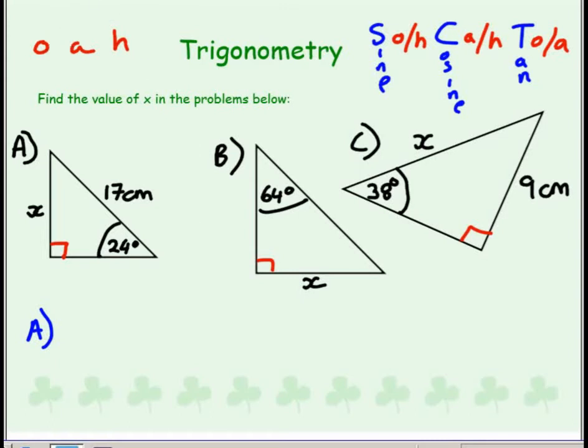Now, what is the side? Is the side opposite the angle? Does it have a letter or a number? It does. So I'm going to label that one O, O for opposite the angle. Just put a line through it if you're not sure.